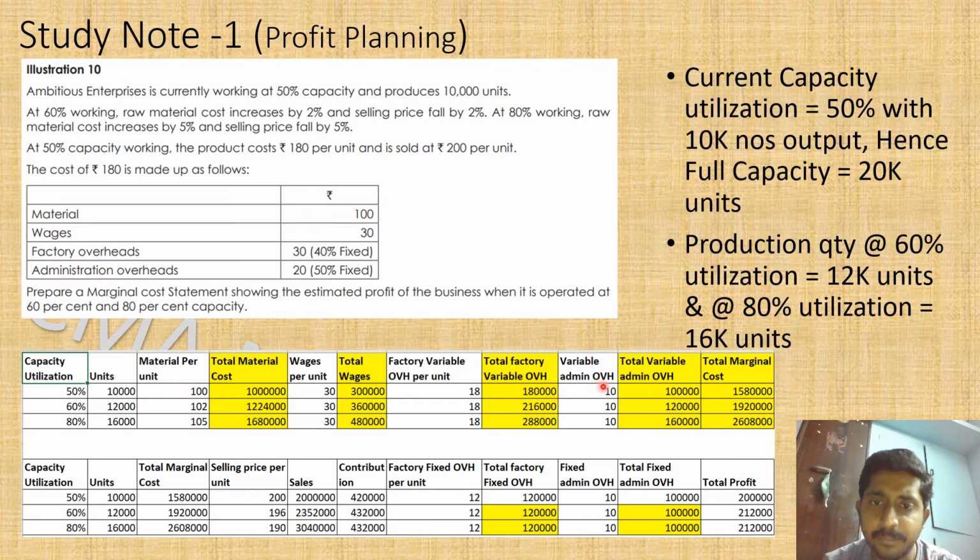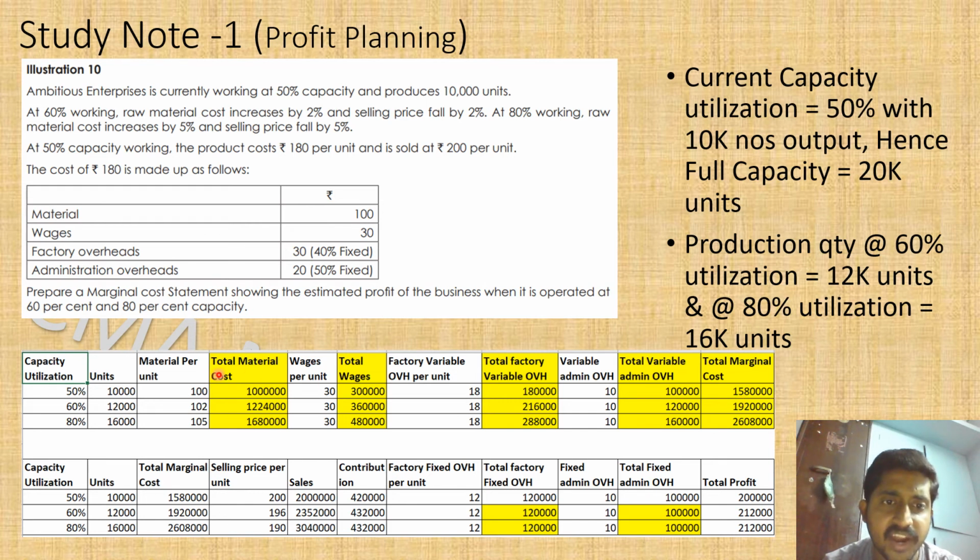Next is variable administration overheads. 20 rupees is given in the question. 50 percent is fixed, so the remaining 50 percent is variable. 50 percent of 20 is 10 rupees. So 10 rupees is going to be the same in all the cases. The total variable administration overhead can be found by multiplying with the number of units.